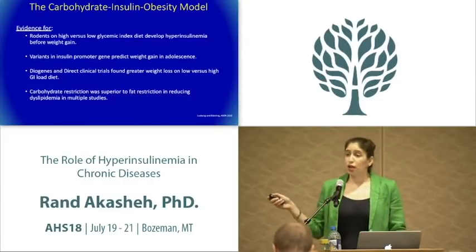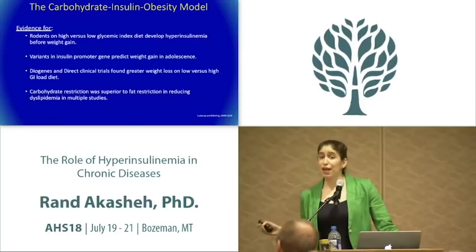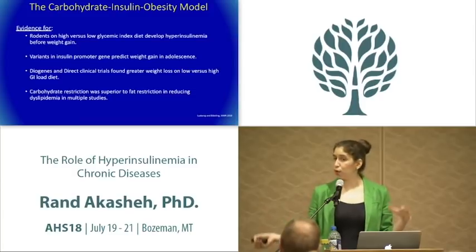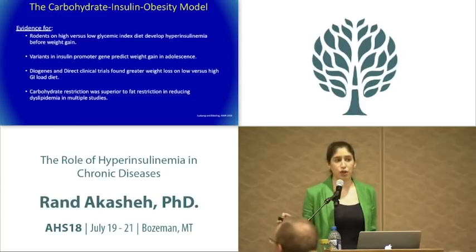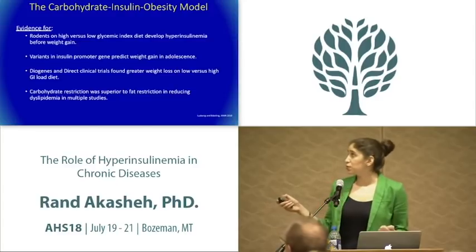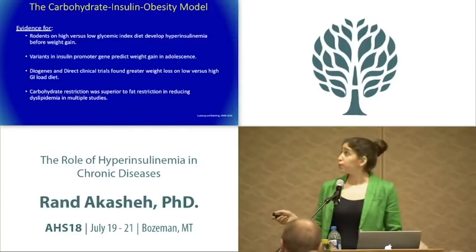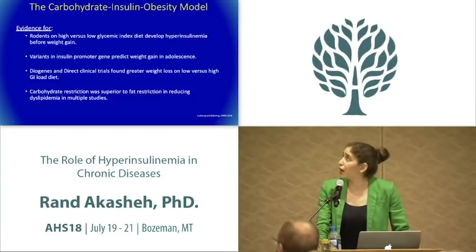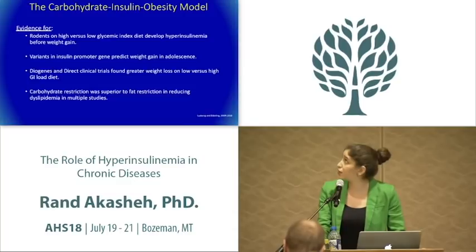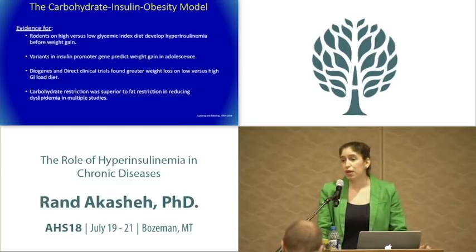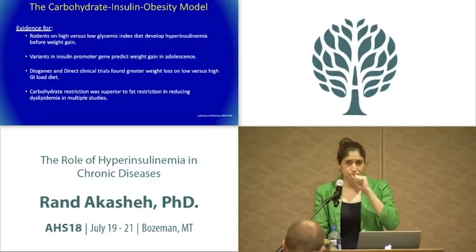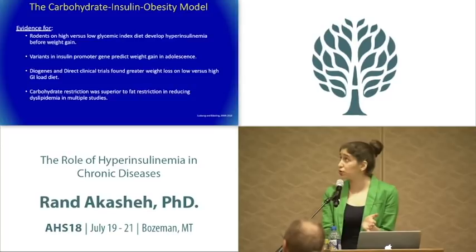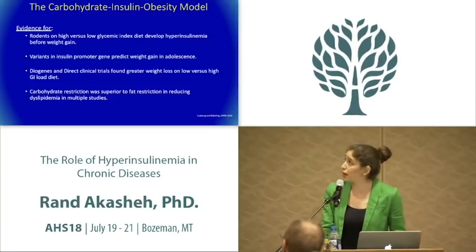But this hasn't yet gained much acceptance in the scientific community, and I will present the arguments for and against this model, because it's rather new. The evidence for is that rodents on high versus low glycemic index diets develop hyperinsulinemia before weight gain. So high glycemic load will lead hypothetically to more insulin, and then this will lead to weight gain.